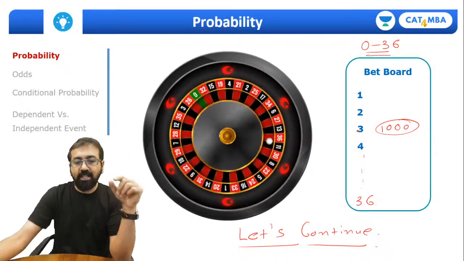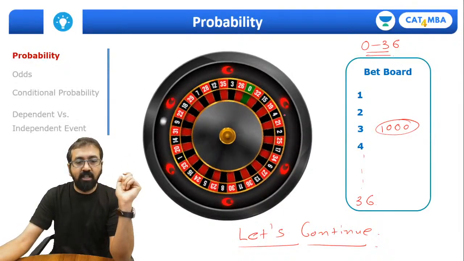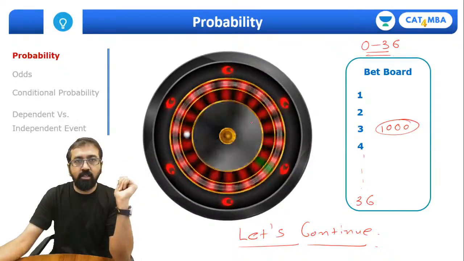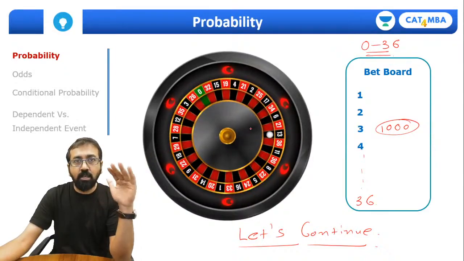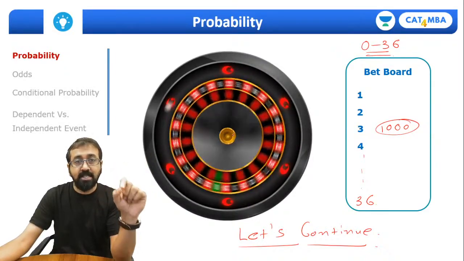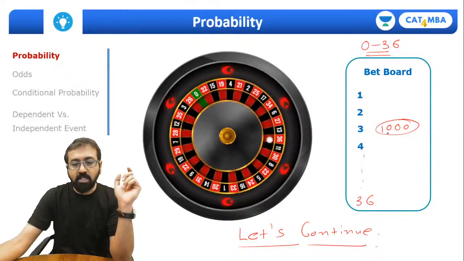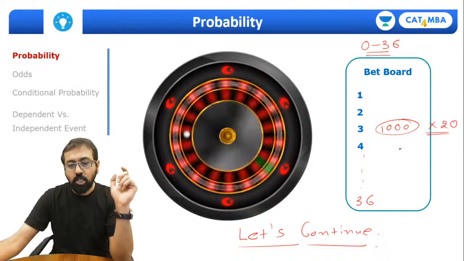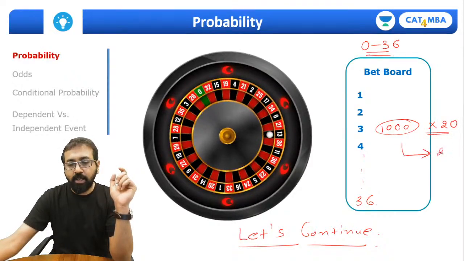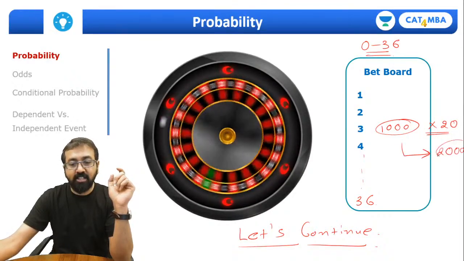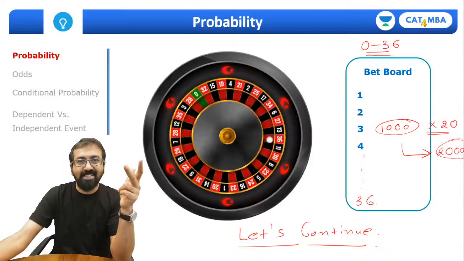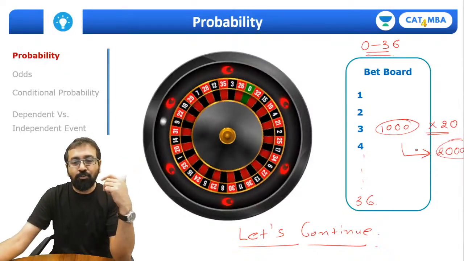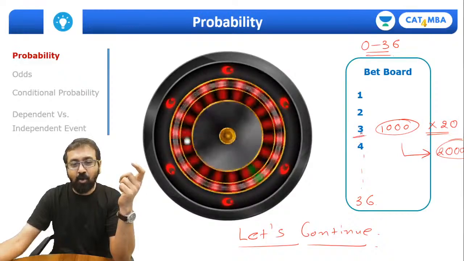Then they'll roll that particular wheel and the ball will be thrown on that wheel, and once the wheel comes to the rest position, the ball will be settled on a particular number. If that number is 3, then you will get probably 20 times what you had bet. So 1000 will become 20,000. Sounds very tempting. But let's understand what is the probability of getting number 3 on this board.